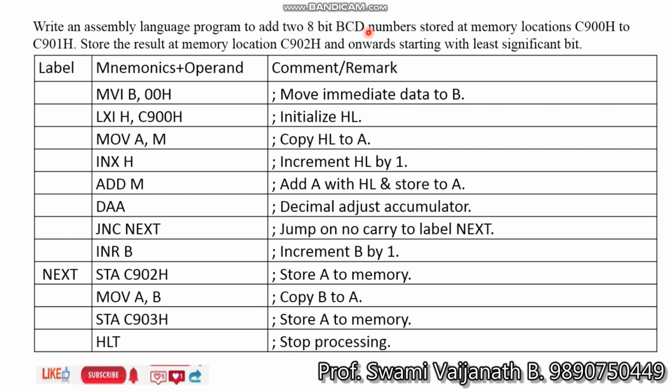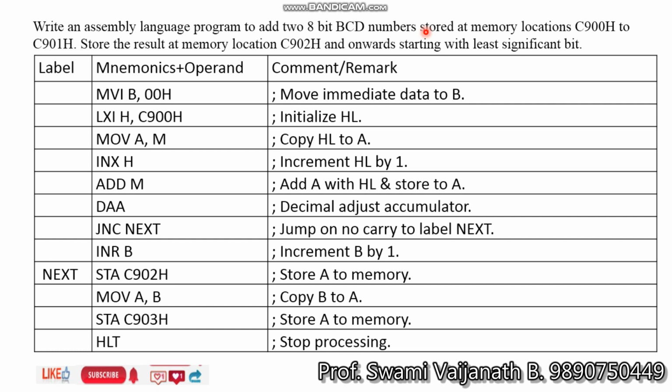Today we discuss an assembly language program: write an assembly language program to add two 8-bit BCD numbers stored at memory locations C900H and C901H. Store the result at memory location C902H and onward, starting with the least significant byte. So here we trace what the program is asking: two 8-bit BCD numbers.